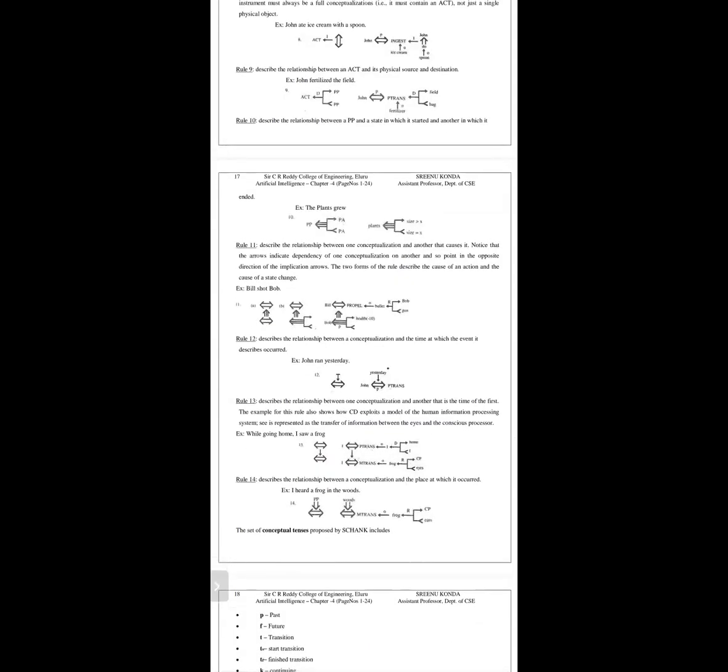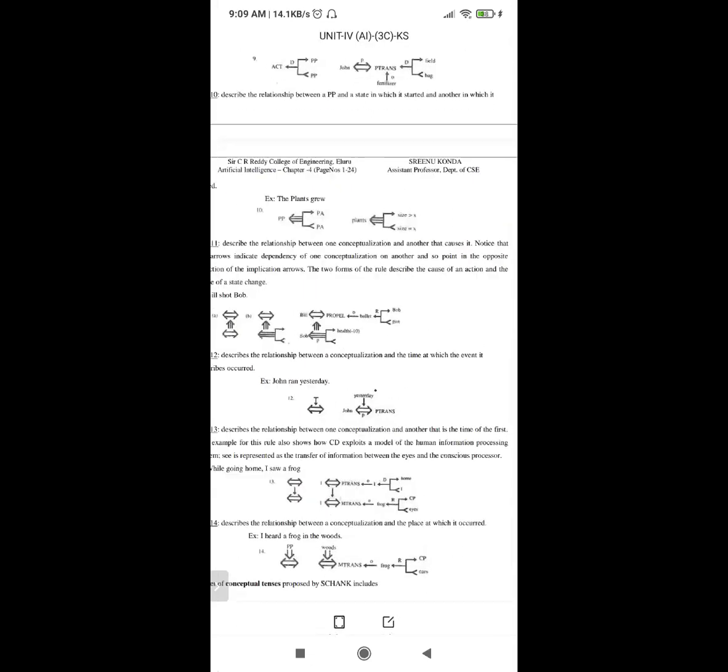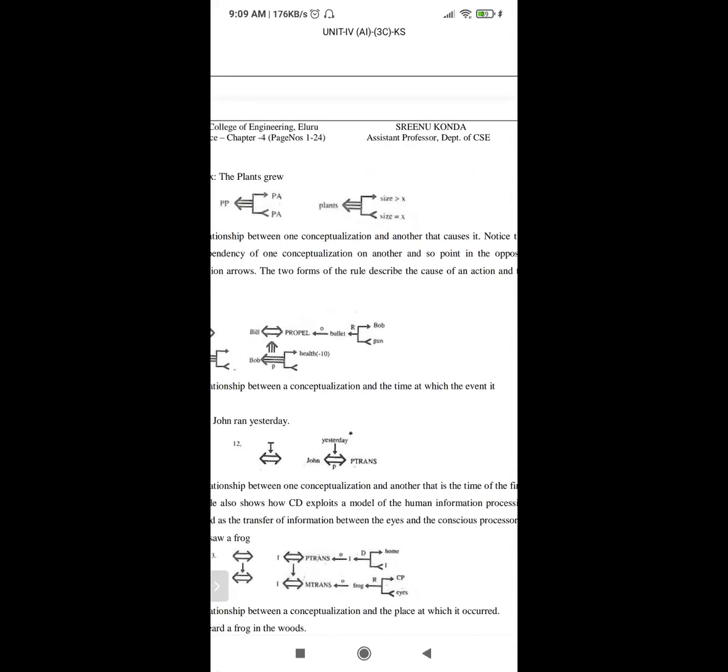So here the example is the plants grew. The plants grew. Here PP and 2PS. Okay, here the picture producer is plants. That's why I had plants. Next, the 2PS here are size greater than x and size equal to x.